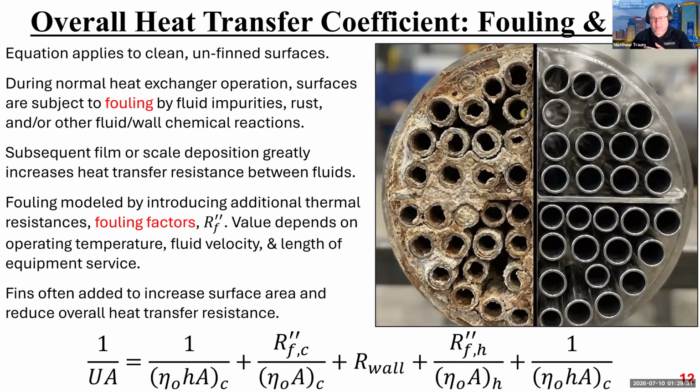Okay, so let's ratchet it up here and start to make things a little bit more complicated by bringing in some more realistic features and attributes for heat exchangers. So the equation that I just showed you applies to a brand new, clean, unfinned surface. However, during normal heat exchanger operations, surfaces are subject to a phenomenon called fouling, which is where impurities that are dissolved in the fluid will come out of solution and actually rust or deposit themselves on the inner wall of the shell and the outer wall of the tubes.